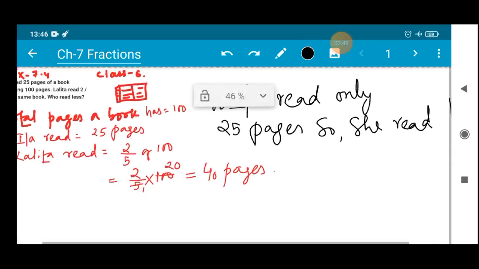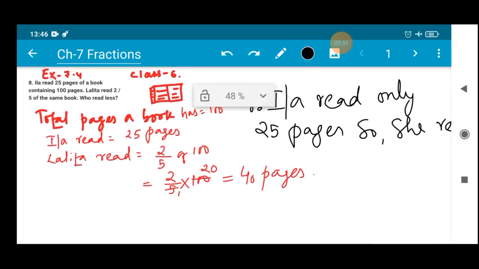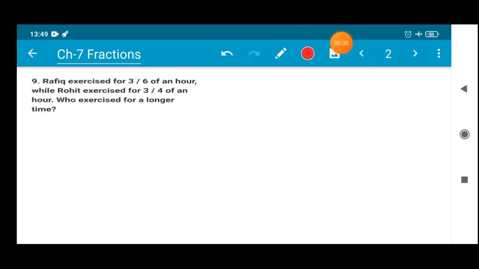Okay, so I hope you people have understood. Only there was one confusion they were trying to create in the question: 2 by 5 of the pages means out of 100, 2 by 5 she read. So till now you people know how to convert any fractional form into a whole number form, right? So in this manner we have to solve it. Okay, proceeding to the next question, that is question number 9.